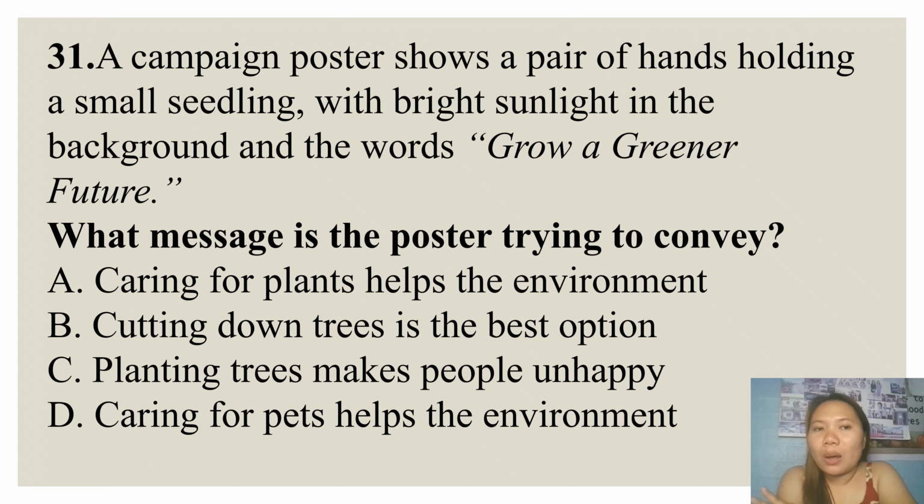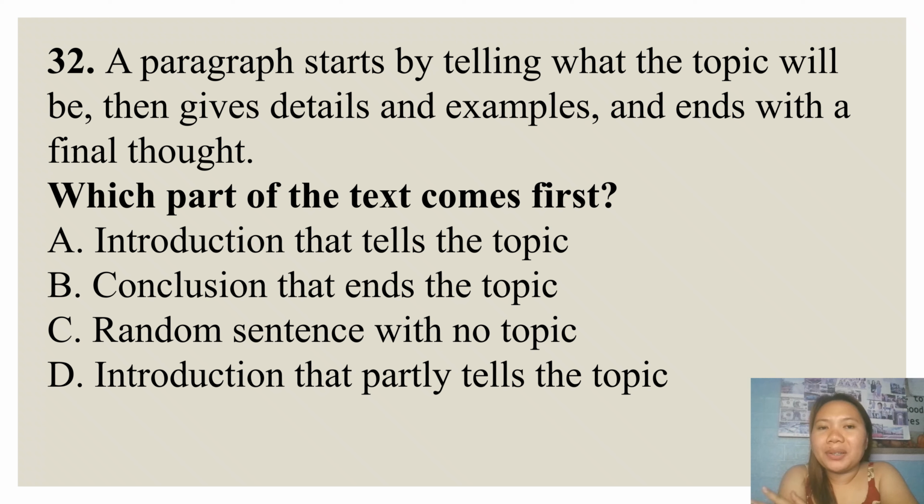3, 2, 1, number 32. A paragraph starts by telling what the topic will be, then gives details and examples, and ends with a final thought. Which part of the text comes first? A. Introduction that tells the topic. B. Conclusion that ends the topic. C. Random sentence with no topic. D. The introduction that partly tells the topic.